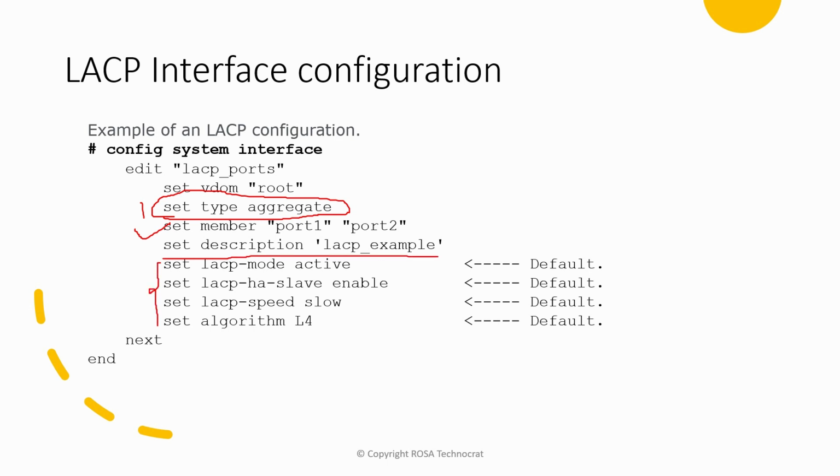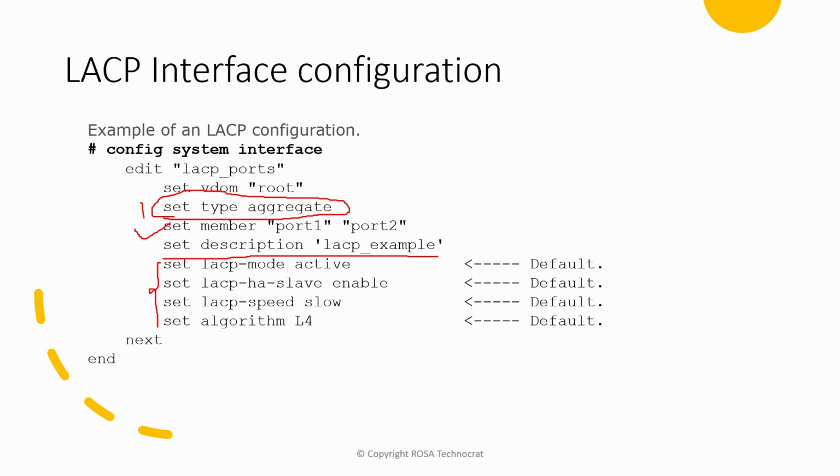These are the default settings on an LACP interface which can be changed or customized based on our configuration. By default, the LACP mode on the firewall is active if you don't change it. And as I was telling, LACP HA slave enable is also enabled by default, and I recommend you not to disable it so that the slave can also participate. Then the LACP speed is slow and the algorithm is L4. I will explain about this algorithm and LACP speed also, but let's continue this later on during the lab.